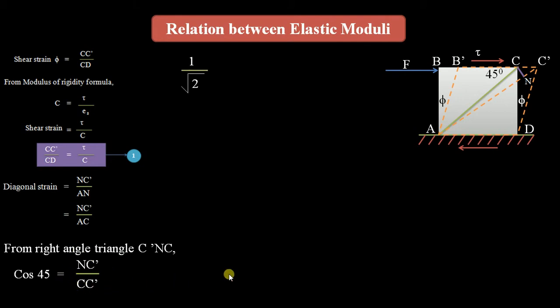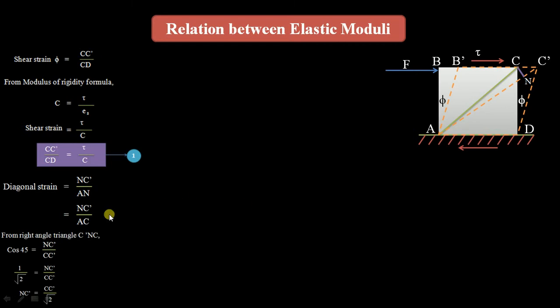Before that, cos 45, as I have mentioned, is equal to, as we all know, 1 by root 2, which is equal to NC dash divided by CC dash. So now try to write NC dash is equal to: CC dash moves to the numerator. So NC dash is CC dash divided by root 2. This is the NC dash value we got, for writing in the diagonal equation. So keep this aside.